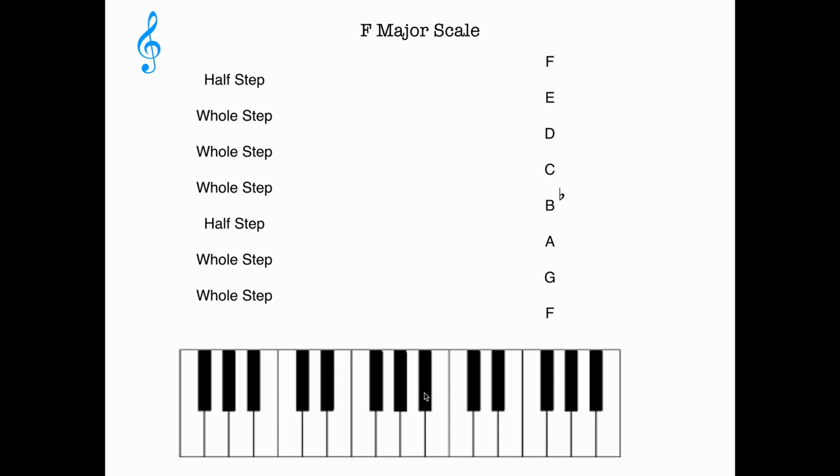A to B flat, a half step. B flat to C, a whole step, because B flat to B is 1 half step. B to C is another half step, therefore B flat to C is a whole step. C to D is another whole step. D to E, another whole step. And finally, a half step, E to F.